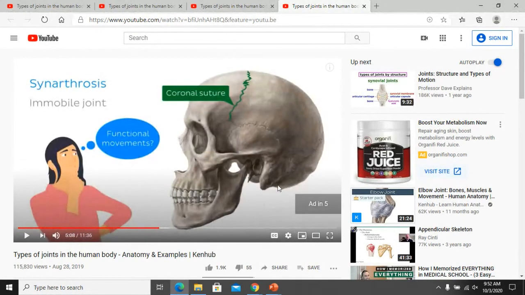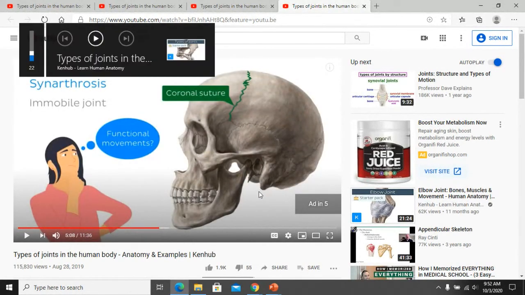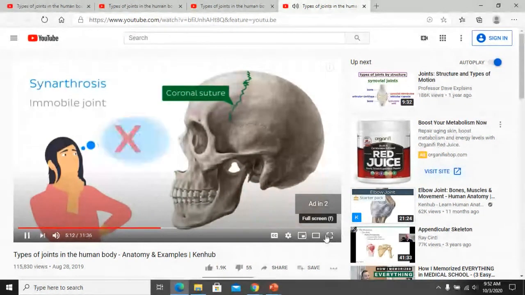13. The joint may be slightly mobile, but it does not perform functional movements.